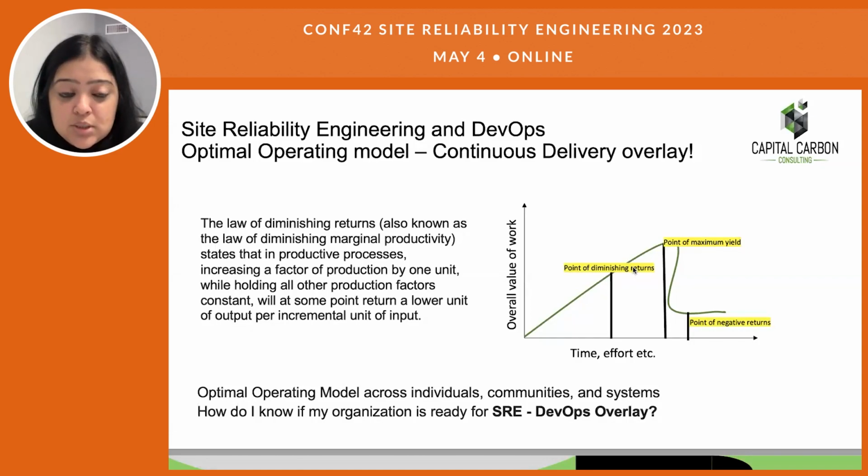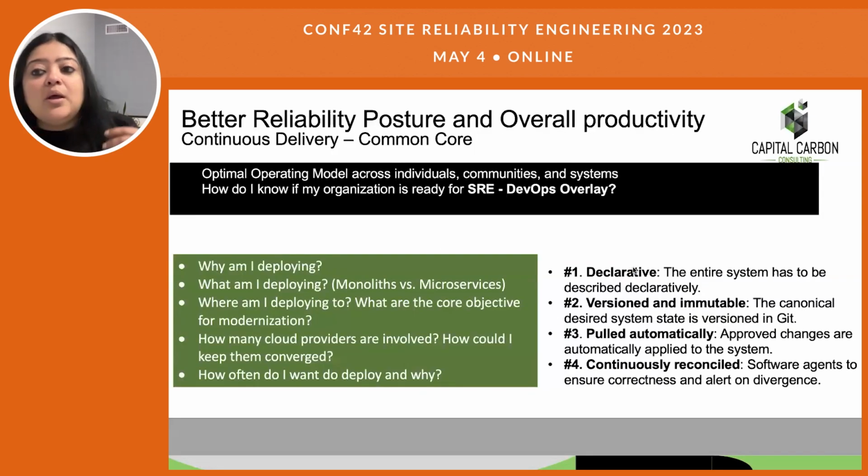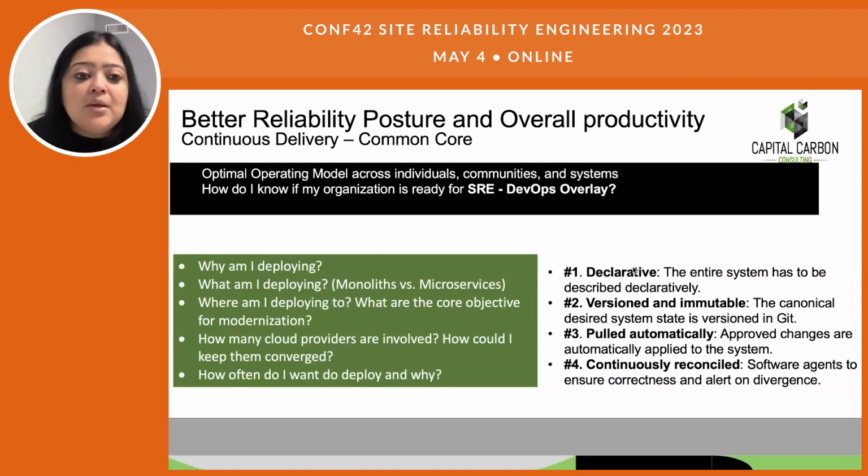So we need to understand that there is an optimal operating model which needs to be put in place for individuals, communities, and systems to be sustainable. What can that optimal operating model be, and how do I know that my organization is ready for that SRE DevOps overlay, which can bring that optimal operating model into existence? There are a few things we can do as individuals, as teams, as organizations, and these are questions we will probably have to ask ourselves.